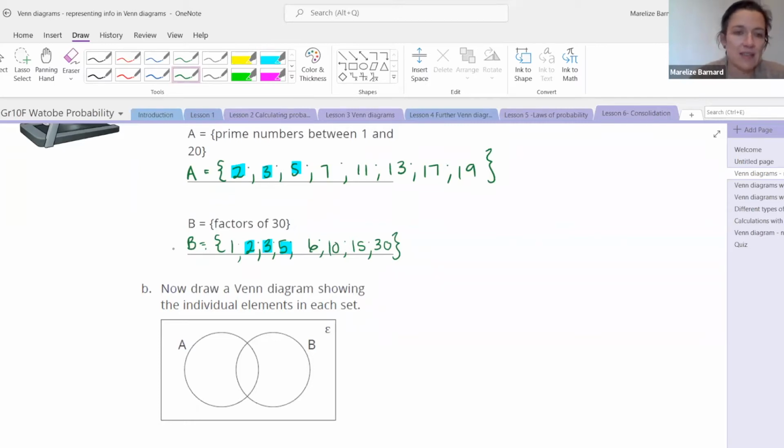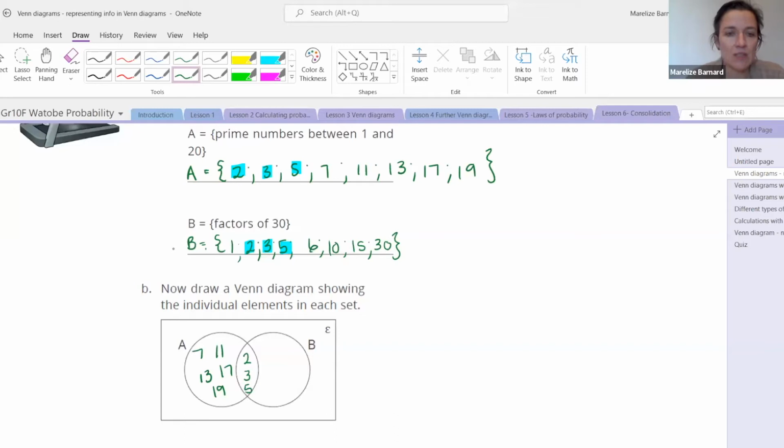So we're going to say set A is the 2, the 3, the 5, the 7, 11, 13, 17, 19. So fill that in. And those that overlap, we put where the 2 circles intersect. So that's 2, 3, 5. Let's start with our intersection first, and then we put the rest. So for event A, which is a prime number, we write 2, 3, 5. We've already done. So it's 7, 11, 13, 17, and 19.